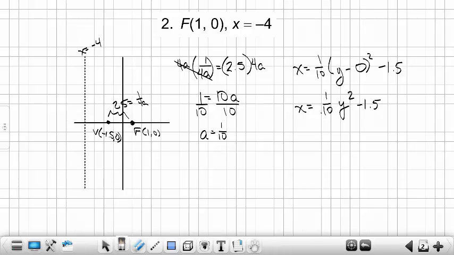Okay. So if the Y of the vertex was like 4, it'd be Y minus 4 squared? Yes.